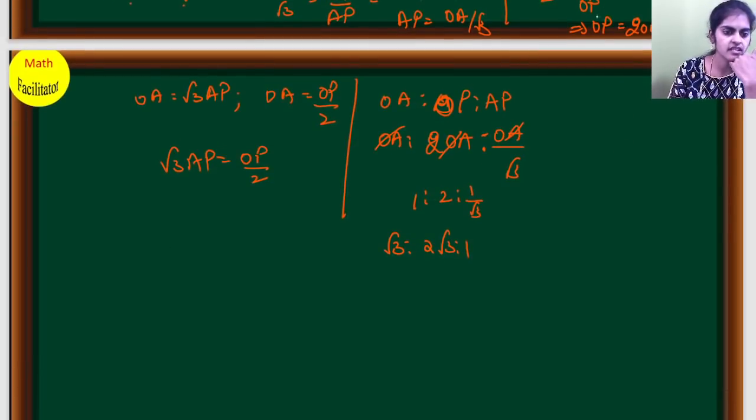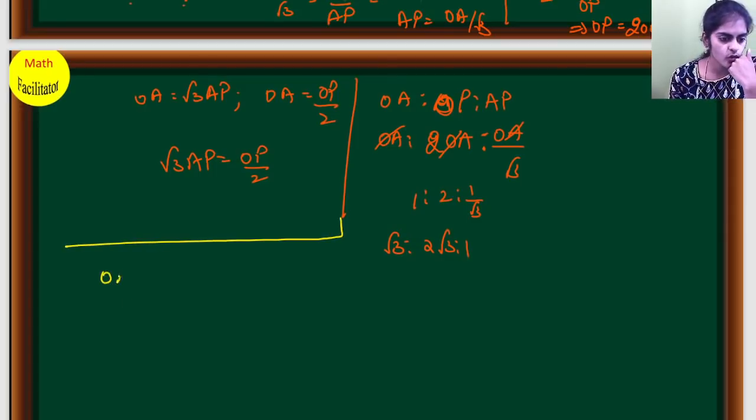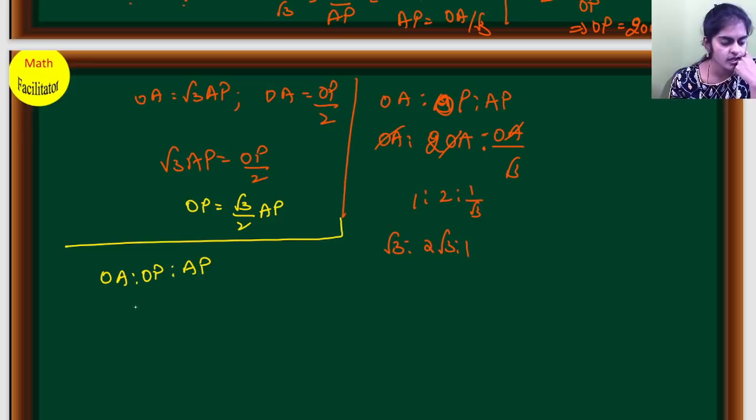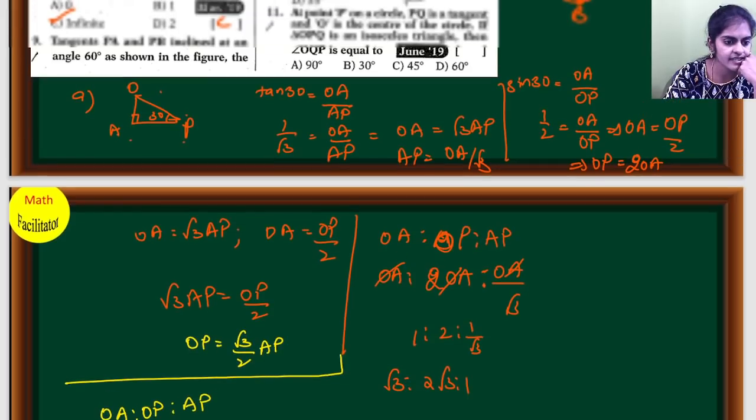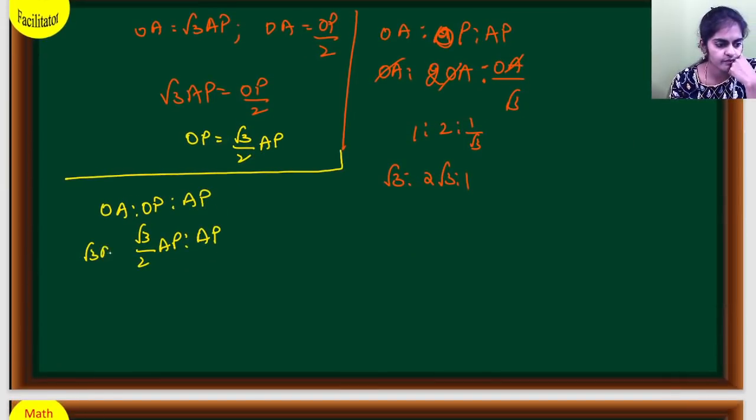So let us try it in another way. Let us substitute here. Okay, so OA is to OP is to AP. I'm going to substitute here AP value. So I can write OP equal to root 3 by 2 AP. Isn't it? So I'll write OP is root 3 by 2 AP, and AP I'm taking it as it is, and OA I can write it as root 3 AP. So here AP will get cancelled. So root 3 is to 2 you'll have. Here the ratios we are getting different ratios. Not possible.